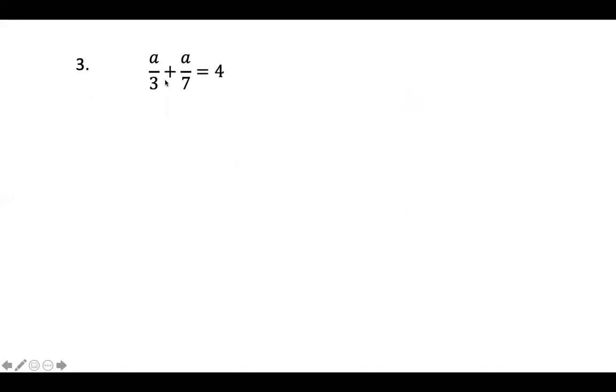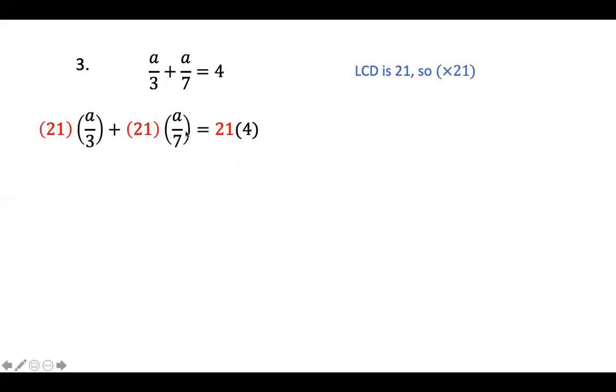Example number 3, now we have two fractions. So we have 1 over 3 and 1 over 7. So our lowest common denominator would be 21. So we have to multiply everything in the equation by 21. So it'll look something like this. And now we can start to reduce or simplify.